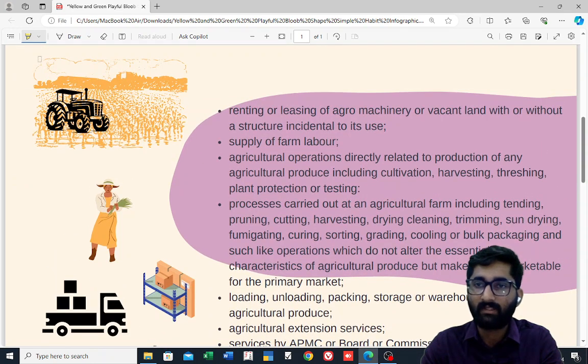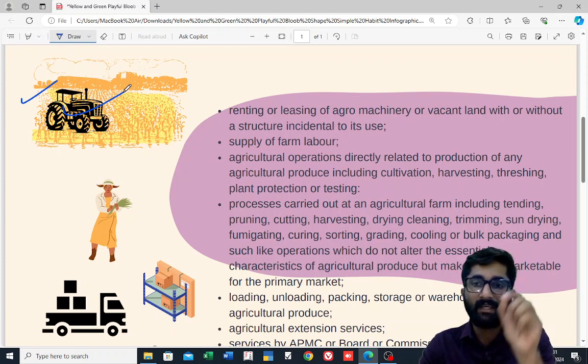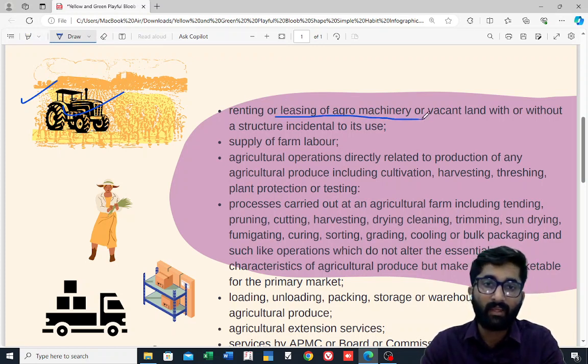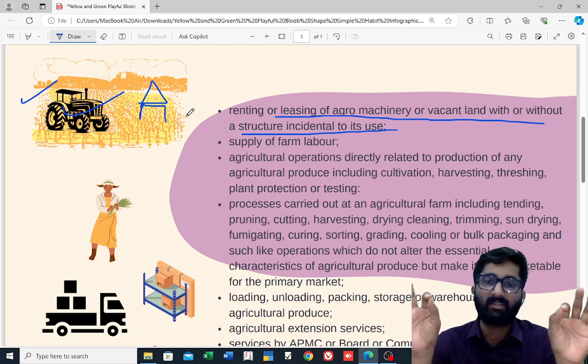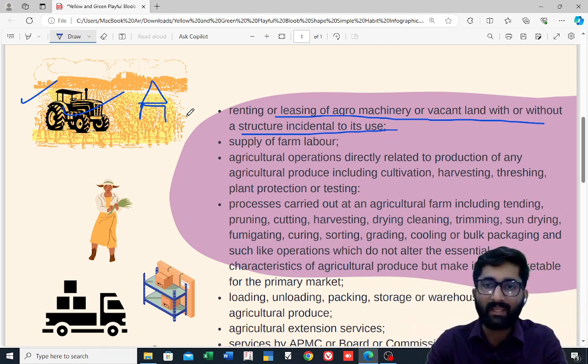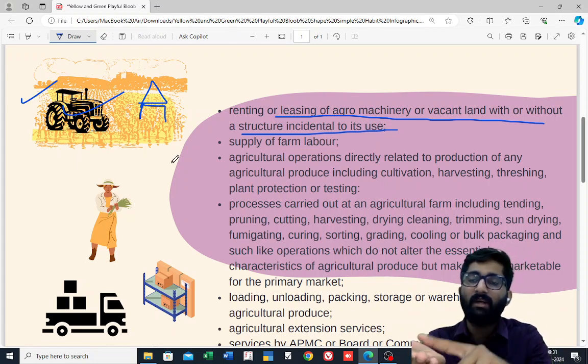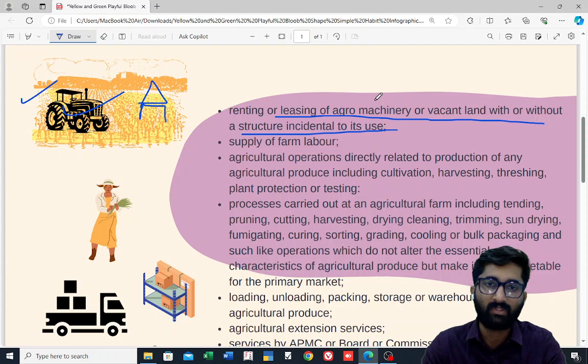Can you see the diagrams here? To do agriculture you need land, and on the land you require machinery. So you need land and you need machinery. Renting or leasing of agro machinery or vacant land, with or without the structure incidental to its use, for example a farmhouse here, will be exempt.